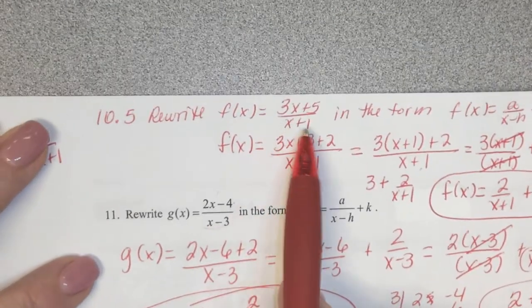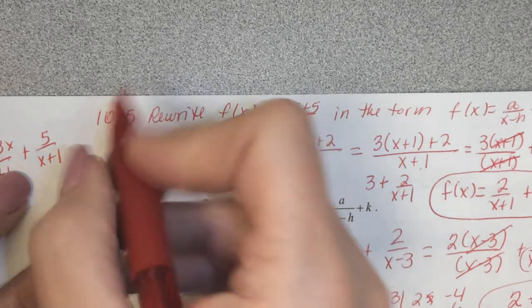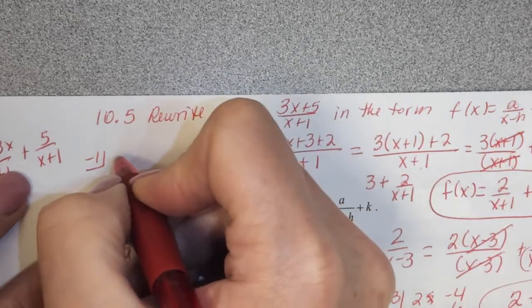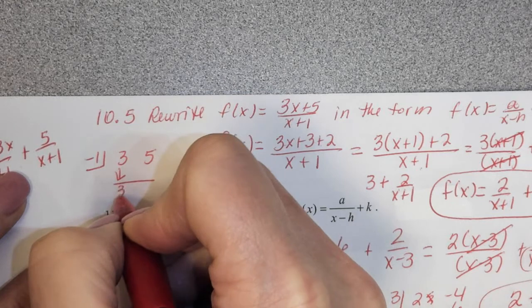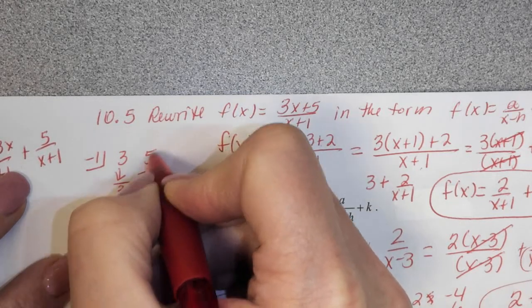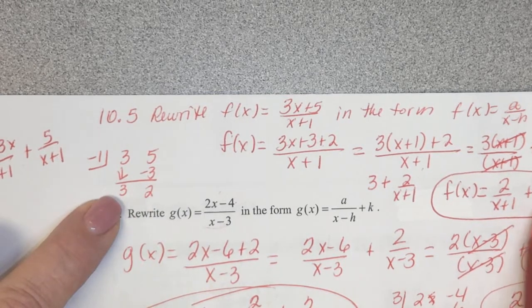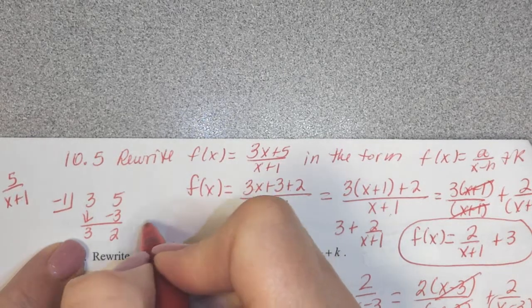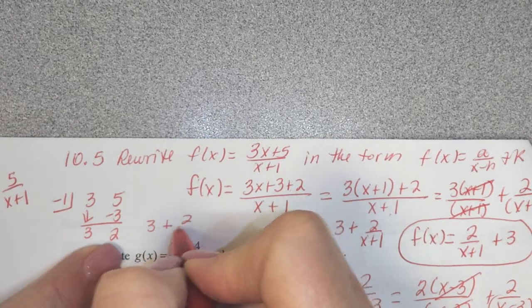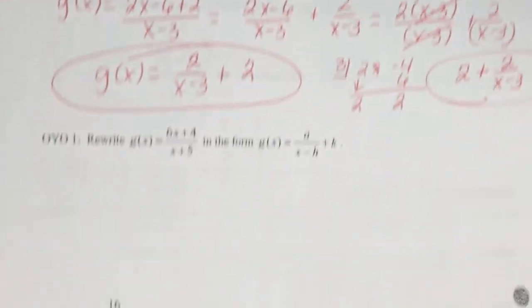Let's go back up here and do this one with synthetic. What would make this denominator equal 0? Good. So put -1 in the box. 3 and 5 are in the numerator. Bring this down, that's 3. That's going to be -3 added, that's 2. And so that means that 3 is my answer. 3 is the answer. But I also am going to have plus this remainder that's going to get put over the x plus 1. So you might like doing it better that way.